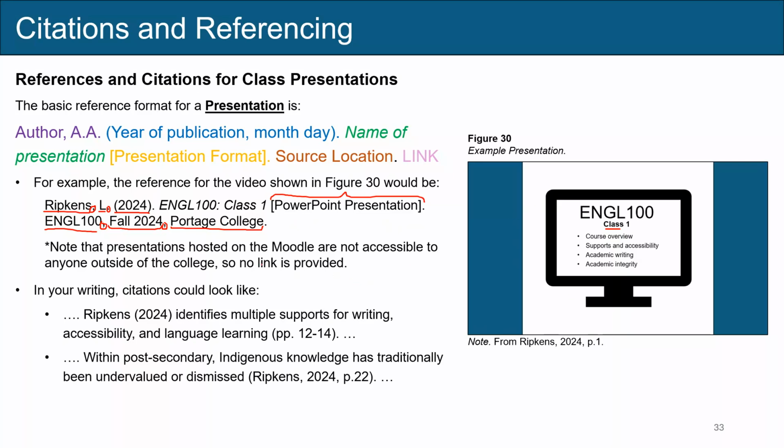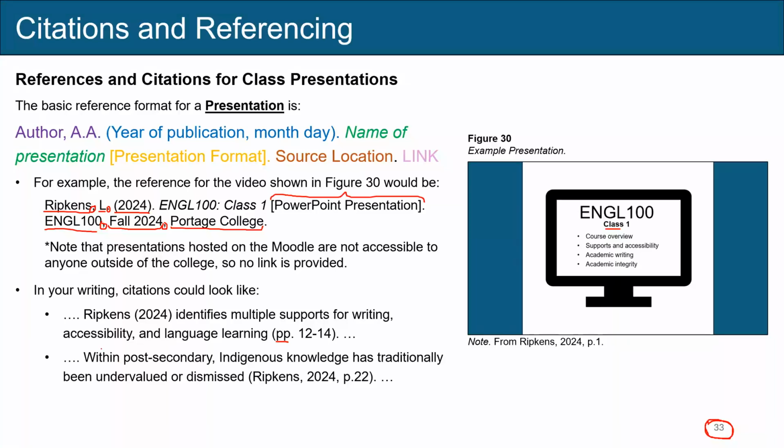If you were to provide information in your writing from this class, you might do something like this, where it says Ripkins identifies multiple supports for writing, accessibility, and language learning. And in a presentation, you'll notice this here too, I have slide numberings always at the bottom. So that tells me what page it is on. We treat slides the same as we treat pages. So where it says PP here, it means slides 12 to 14.